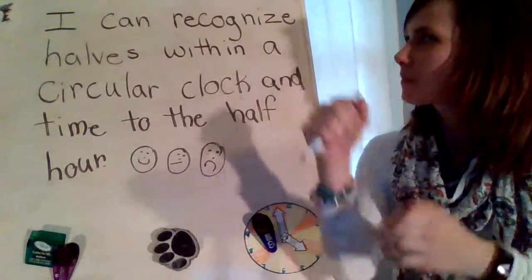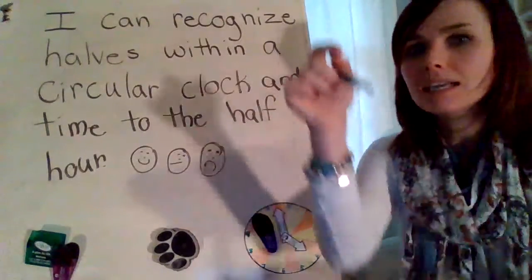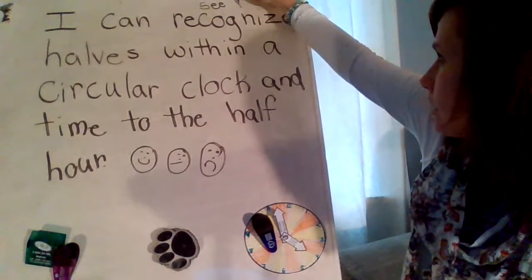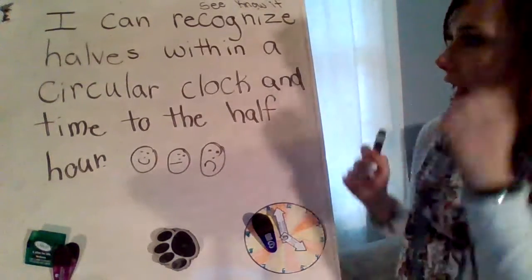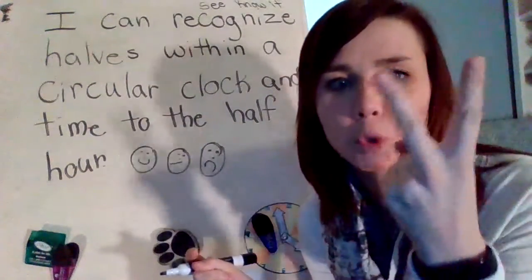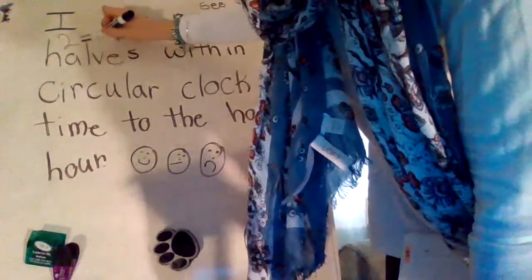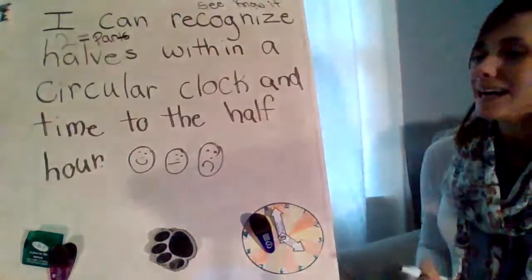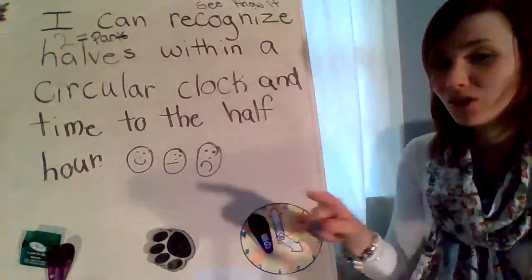I can recognize. What do you think recognize might mean? Recognize, see. Yeah, we're going to have to see it and know it. Halves. Now, a half is when you have something split into how many equal parts, boys and girls? 2 equal parts. Nice job. Within a circular, draw me a circle. Circular means circular, circle.